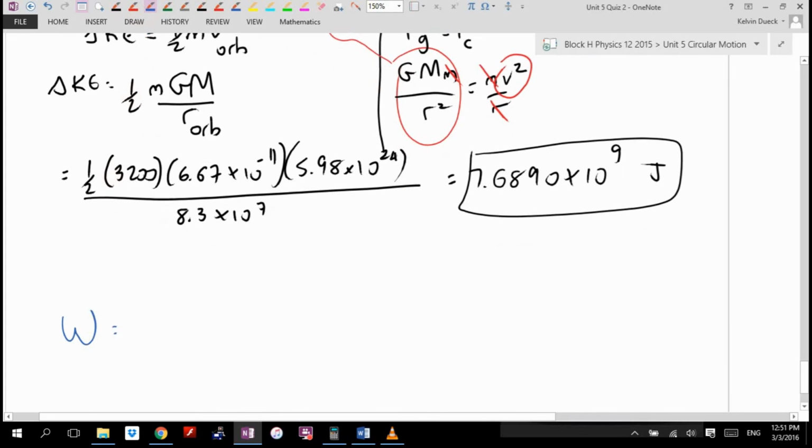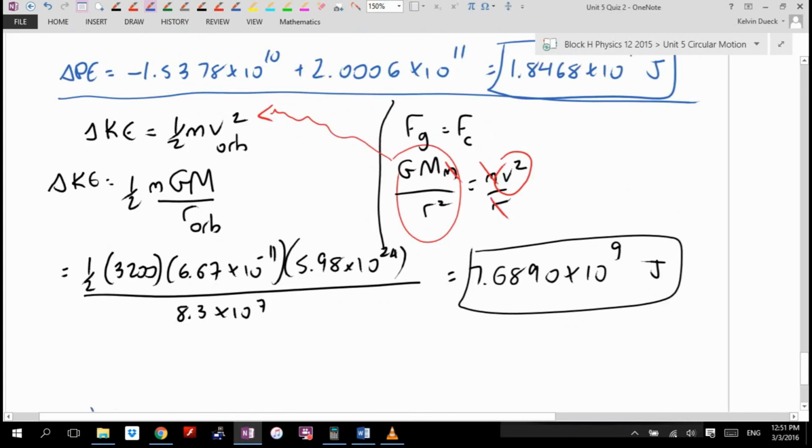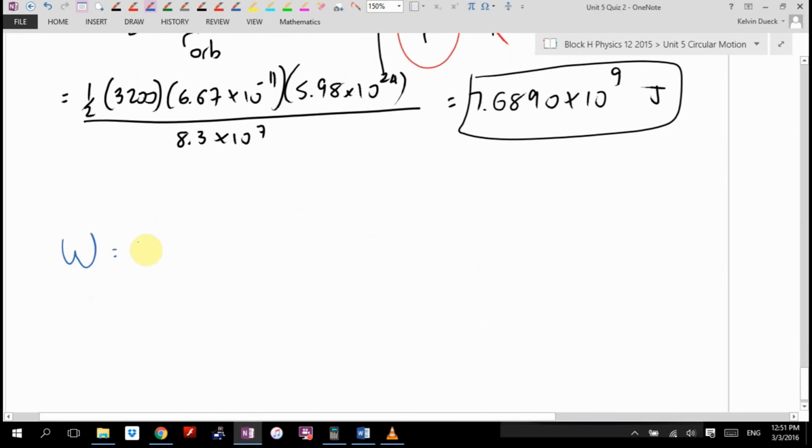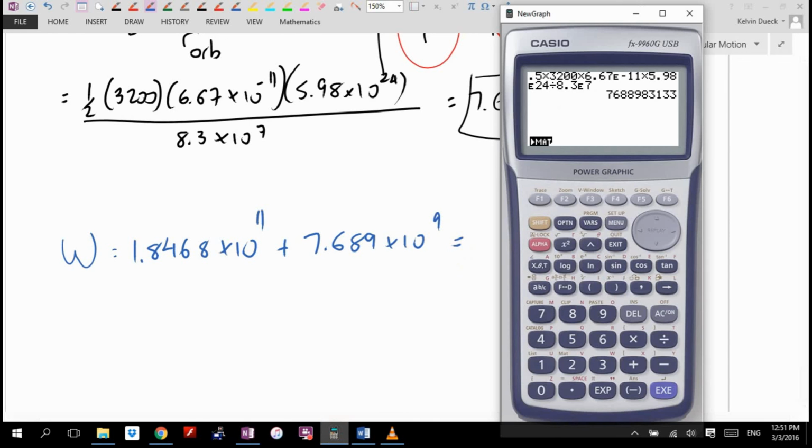Work is going to be the change in potential, 1.8468 times 10 to the 11th, plus 7.689 times 10 to the 9th, equals 1.92 times 10 to the 11th. Please tell me you got 1.92 times 10 to the 11th joules. Wow.